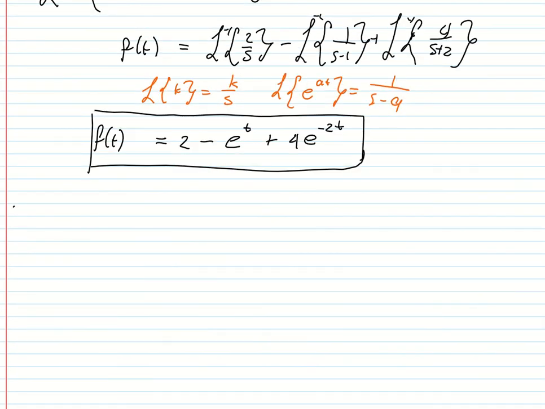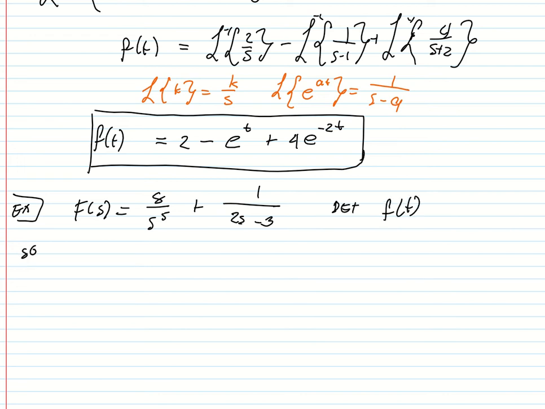Let's take another example. What if my f of s is equal to 8 over s raised to 5 plus 1 over 2s minus 3? Determine f of t. So, solution.